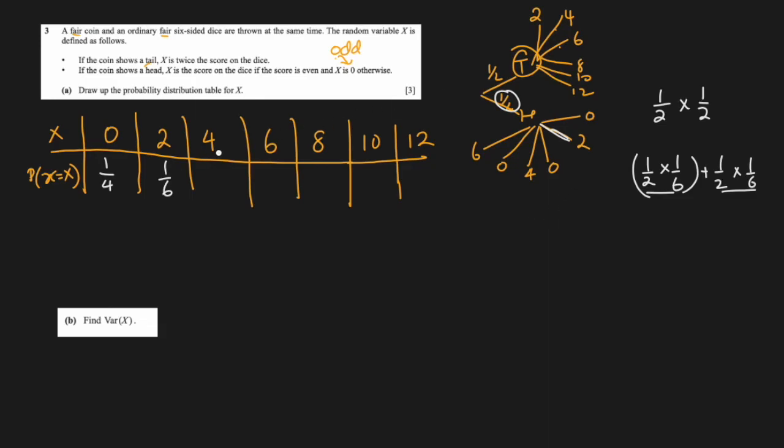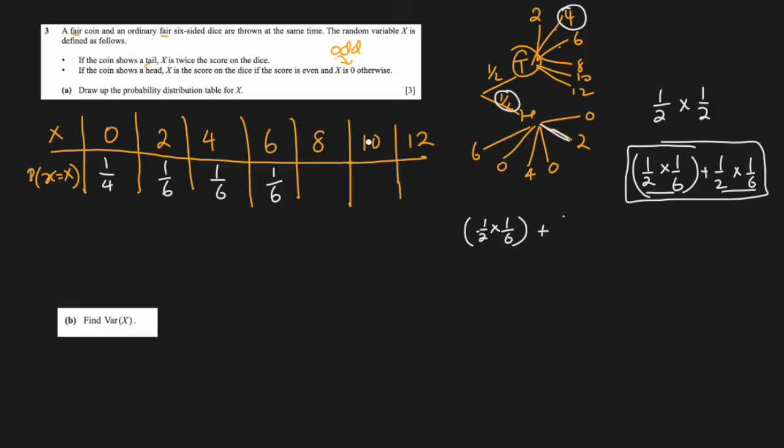Okay? Now, let's go to 4. There is 4 here, which is again 1/2 times 1/6 plus 1/2 times 1/6, exactly the same, because there's only one branch which is having 4 here, so 1/6. Same for 6. But the story will change for 8, 10 and 12 because there are no 8 and 12 here. So they will be just half times 1/6. That is 1/12. So 1/12, 1/12 and 1/12.